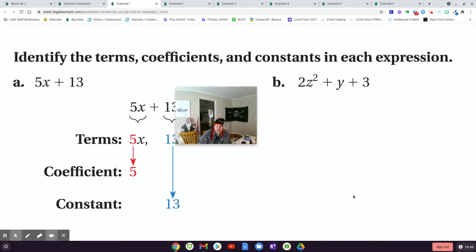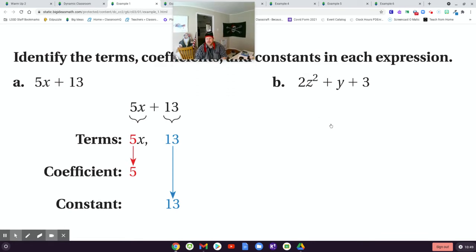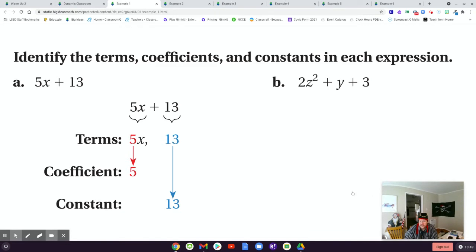Nicely done. All right, now for b, how many terms are there for b? There are 3 terms. And then here's a trick question. What is the coefficient next to y? All right, this one you might not have known. So anytime you have a letter by itself or a variable by itself, there's an invisible 1 here. So this is plus 1y. The coefficient for y is actually 1. And what's the constants in this number sentence, this expression? There's only one constant, and it's 3.